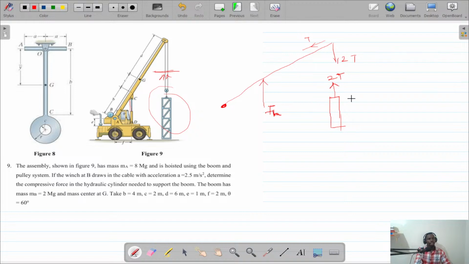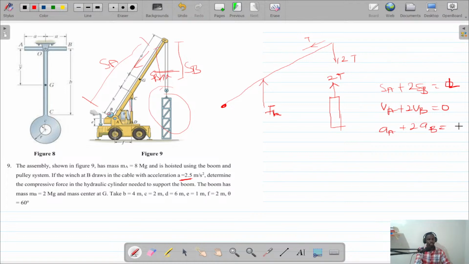Okay. Now they said the winch is pulling the rope with this acceleration. So from our pulley system, we know that if from here to here is SA, then here is what? SB, and here to here is SB. So we can say that SA plus 2SB is equal to L, and then VA plus 2VB is equal to 0. That is to mean acceleration of A plus 2 acceleration of B is equal to 0.